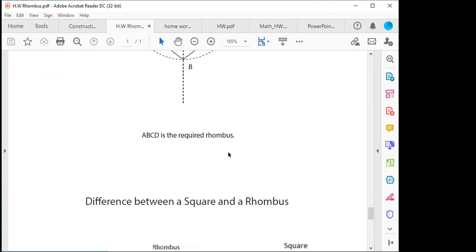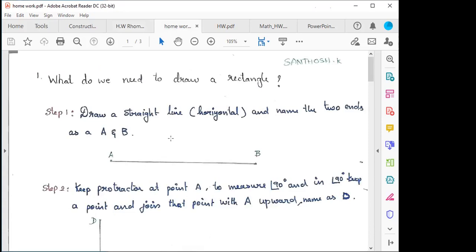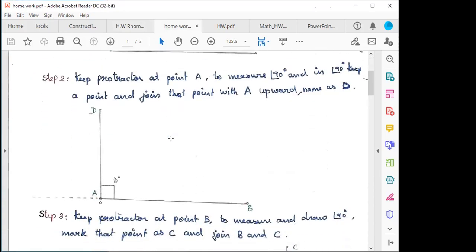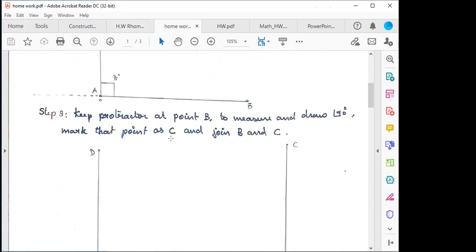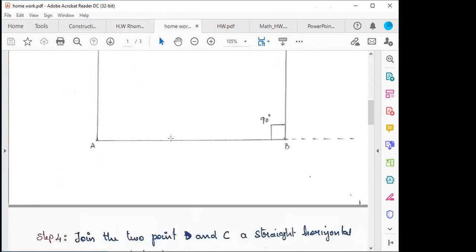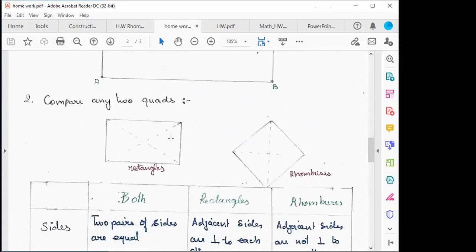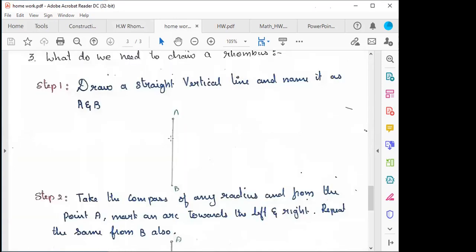Now let us quickly go through the other homework. So here again is the rectangle with two sides. That's a very standard construction. Then we'll do that later.